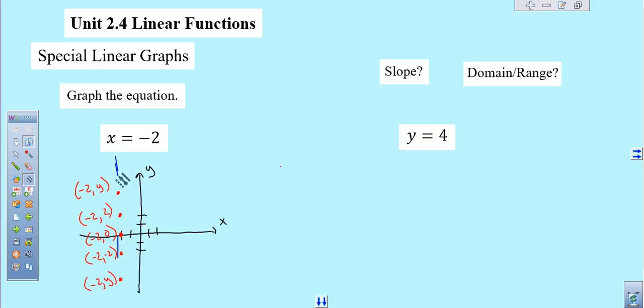When I draw the equation of my line, sorry, I got a little bit of lag right there. When I draw the equation of my line, I get a vertical line. So this graph would be a vertical line. And we know that vertical lines correspond with slopes that are undefined. So if you have a vertical line, that means your slope is undefined, and that means your equation will start with an x.